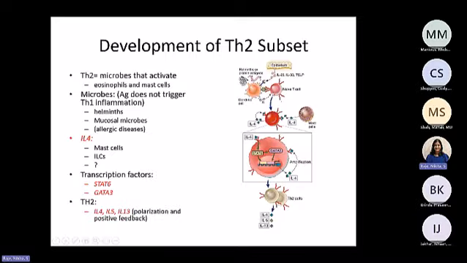Once they provide that information, these naive T cells, in presence of IL-4, will activate some of these transcription factors, such as STAT6 and GATA3. STAT6 and GATA3, these transcription factors will lead to transcription of certain genes that are important for the function of these Th2 cells. The most important part of that is releasing IL-4, and some of the other cytokines like IL-5 and IL-13.